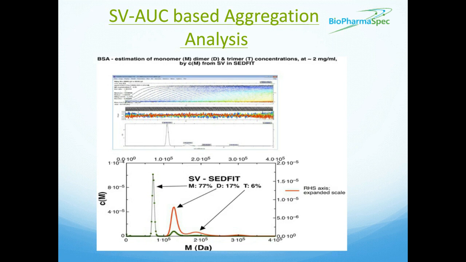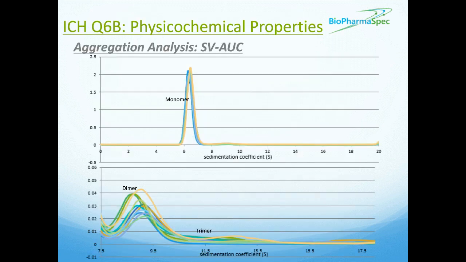So now trying to put that into context of biosimilar development. Here we're showing an example which is 2 RMPs against 10 different batches of biosimilar. And here you can see that the monomer peak is just around about 6 to 6.5 S, which is what you would probably expect for a monoclonal antibody.